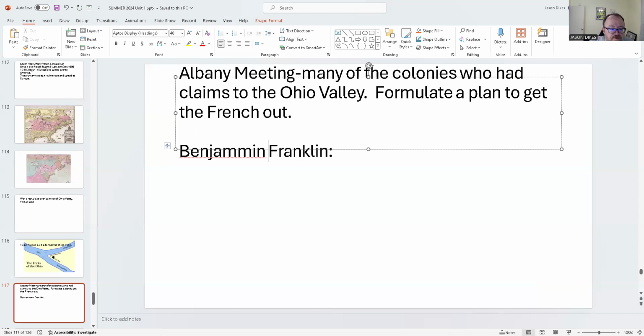Franklin, I really cannot type, liked the idea of the colonies coming together over common concerns, which didn't happen very often.